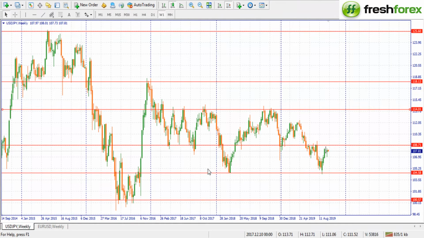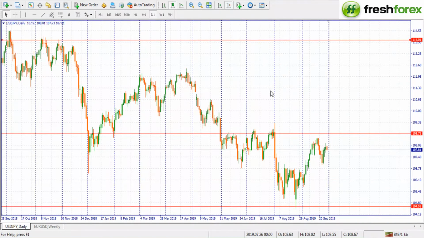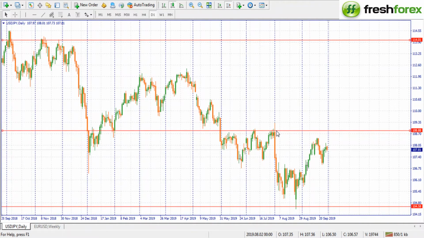So the best is to wait for price to either go beyond this level, 108.71, so that you can continue buying it up to this level, or you wait for a bounce from this level to sell it up to 104.58, which is here. So on the daily, this is what we have. We have this level here.